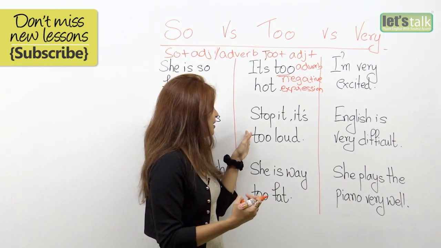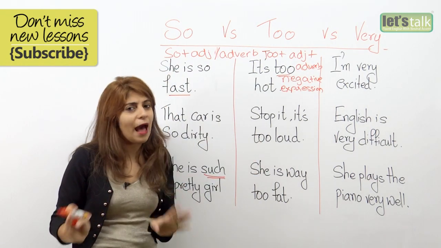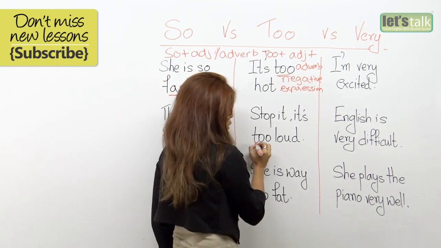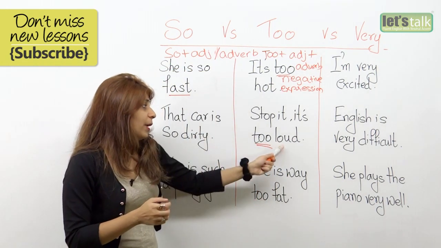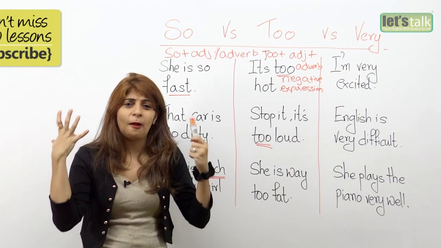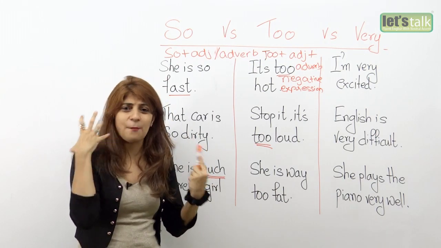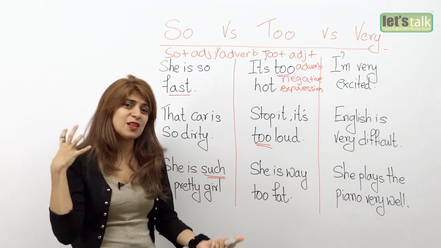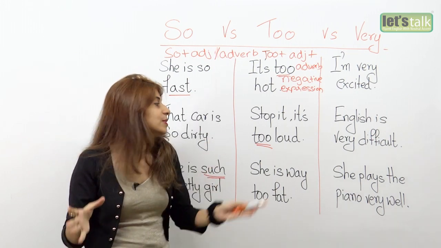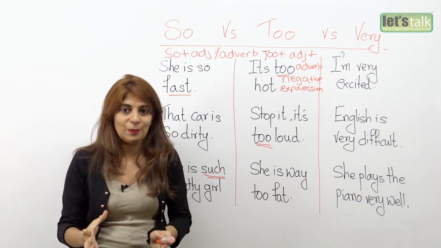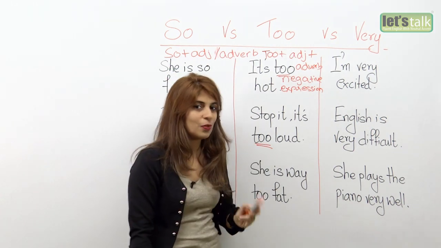Let's look at this example. Stop it, it's too loud. So again, you are using the word too because it's too loud. It's probably hurting your ears. Probably you are getting a bad headache. So the music is probably too loud for you. It's again used in a very negative manner, and that's why we have used the word too.